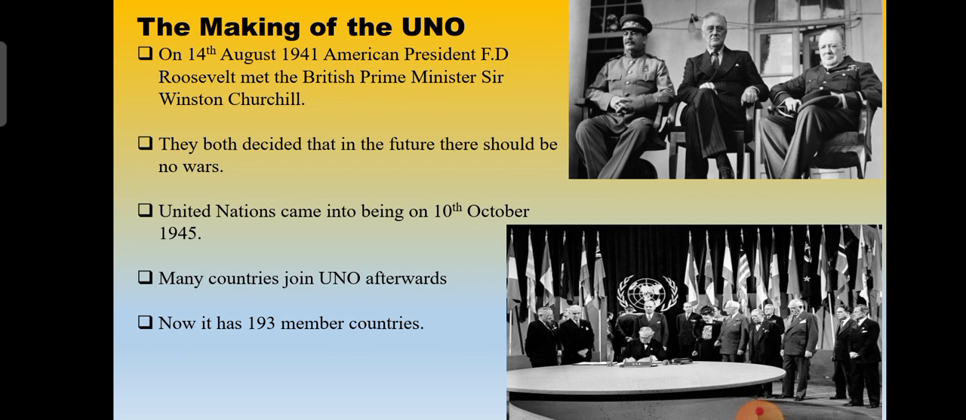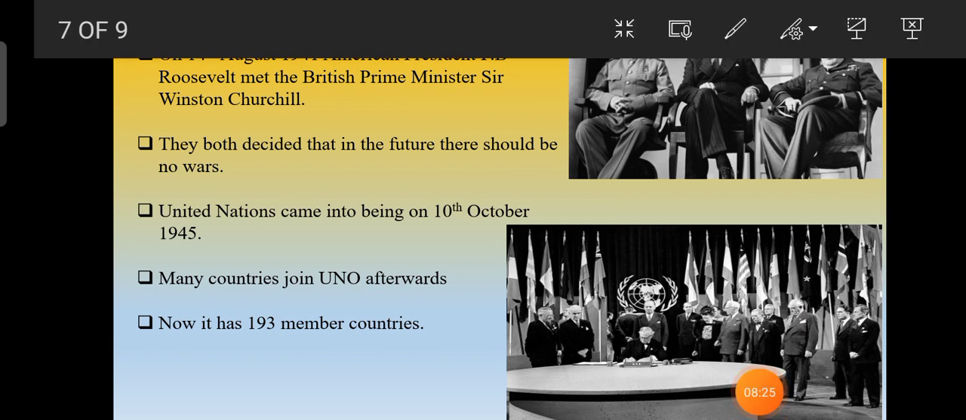The United Nations came into being on 10th October 1945, just after the Second World War ended in 1945. Many countries joined UNO afterwards. Now it has 196 member countries.